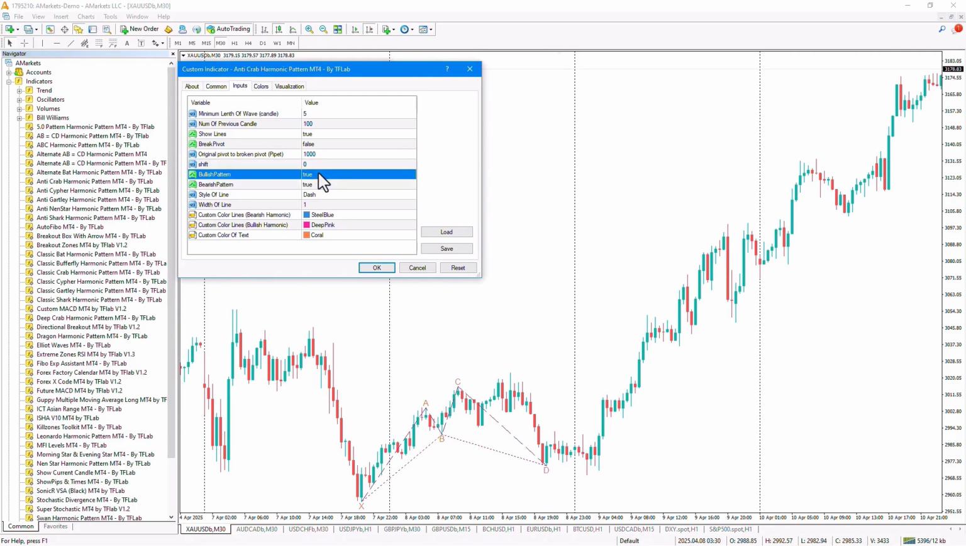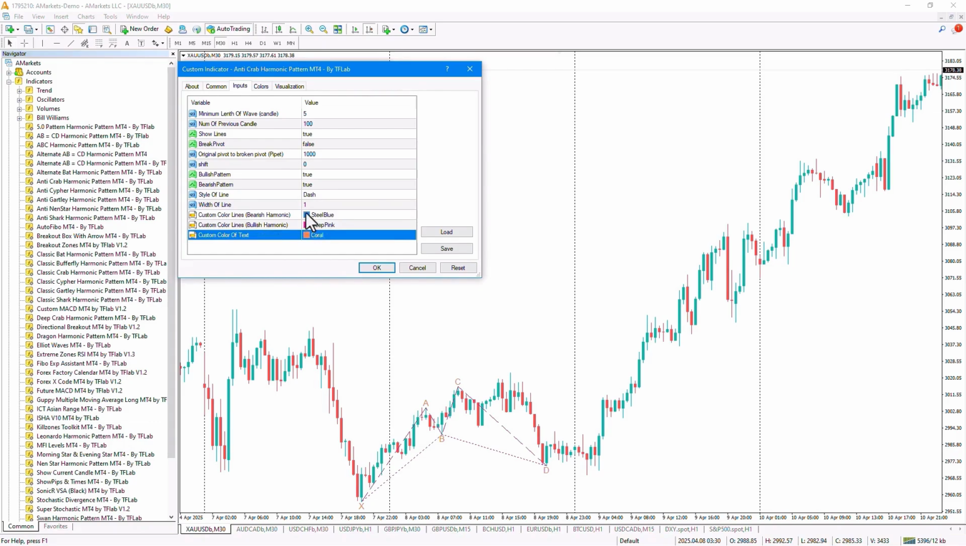In the next section, we can enable or disable the display of bullish and bearish harmonic patterns. In the next section, we can set the line drawing style, which includes 5 options: solid, dash, dot, dash dot, and dash dot dot. In the next section, we can adjust the thickness of the harmonic pattern lines, which is set to 1 by default. If we set this option to a value greater than 1, the indicator will automatically display the harmonic pattern lines as solid.